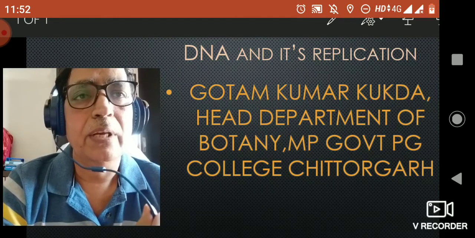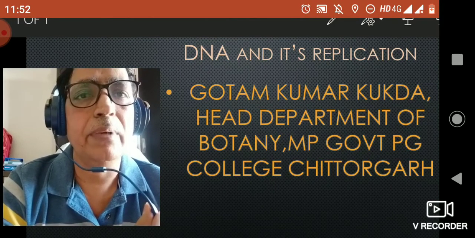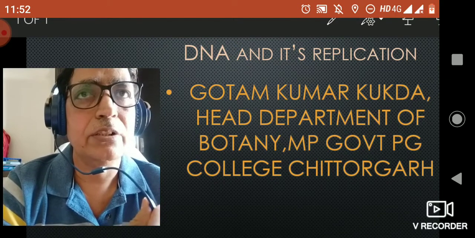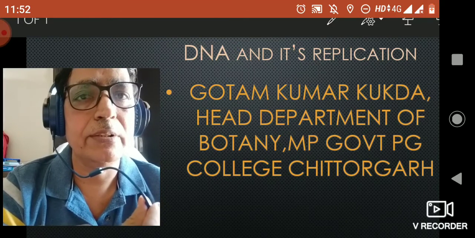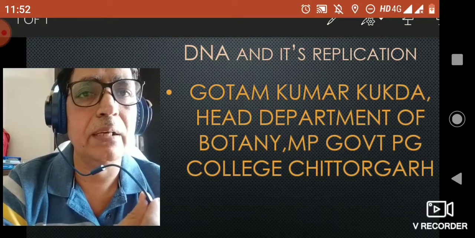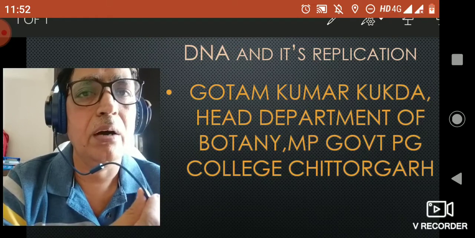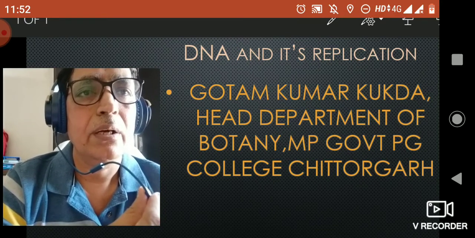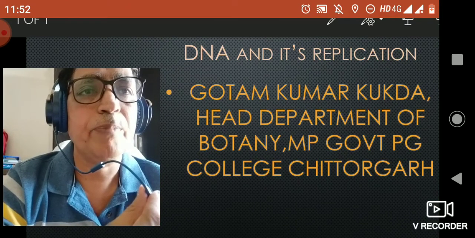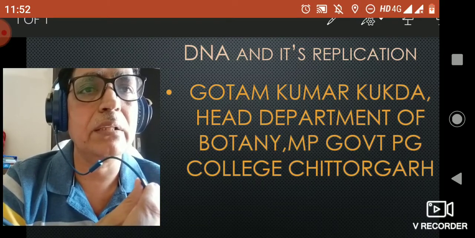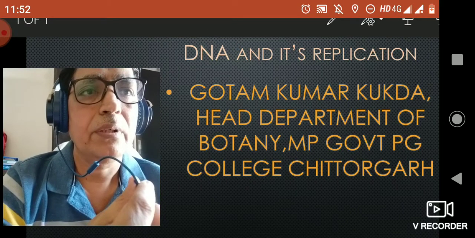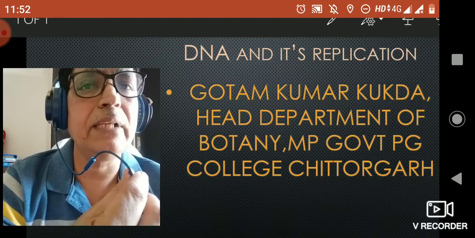Now, what are the properties of the double helical model of DNA? The double helical model of DNA contains two strands. One is the positive strand, and the other is the negative strand. These strands are always anti-parallel to each other. One is 5' to 3', and the other is 3' to 5'. The 5' and 3' are the free ends of the sugars. So we call it 5' to 3'.